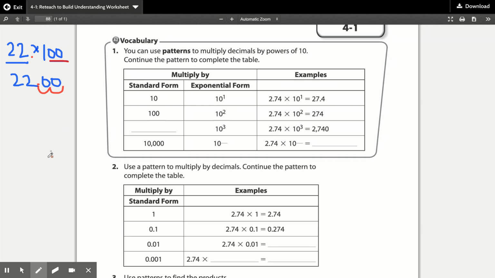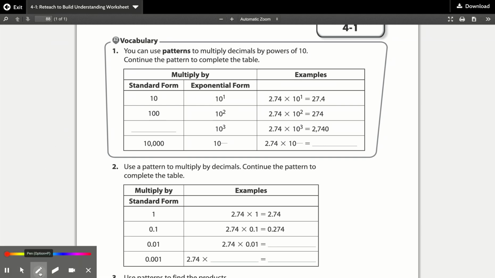So it's very similar. If I have my standard form of 10, another way to write that is 10 to the first power. So when I'm doing 2.74 times 10 to the first power, this one is telling me how many spots to move my decimal to the right because my number is getting bigger. So I move this decimal one spot and it turns into 27.4.